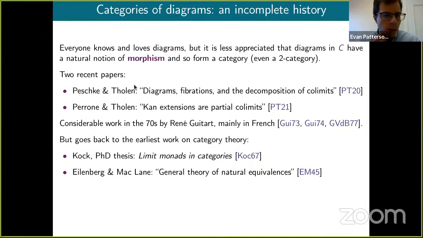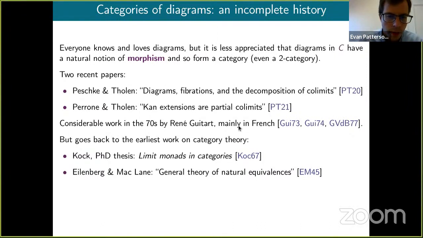I learned about this from two recent papers by Walter Tholen and his collaborators. Another author in one of these papers, Paolo Perrone, spoke just last week, I think. These papers emphasize the role that diagrams play in the decomposition of colimits, and we'll see that these morphisms of diagrams, depending on how you choose them, are closely related to limits and colimits. These were recent papers, but this notion goes back quite a ways. There were a number of papers in the 70s by René Guitart, probably not pronouncing that right.